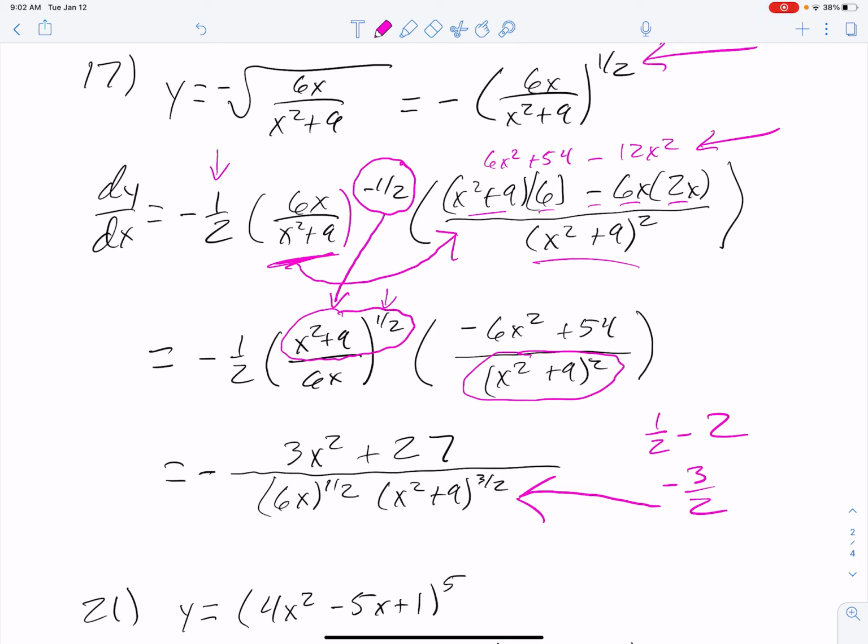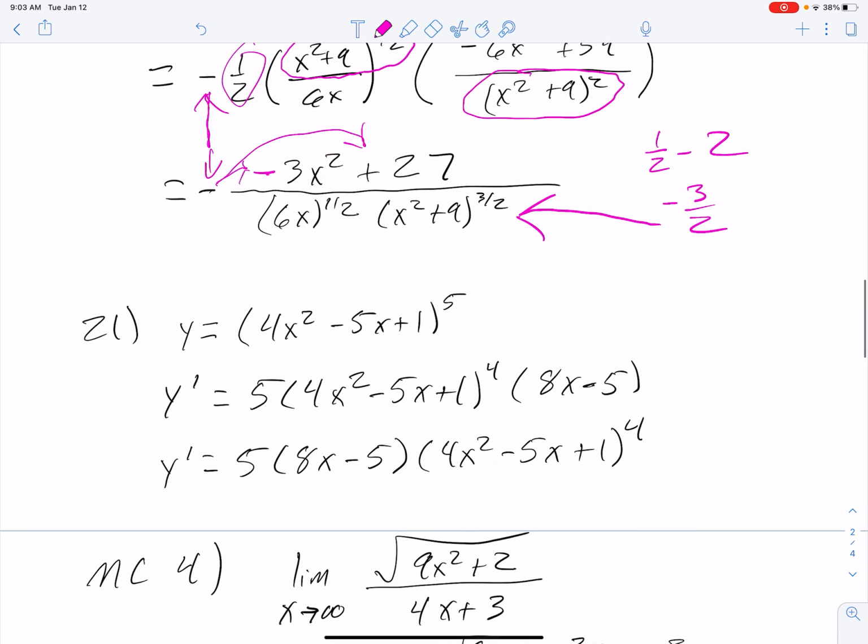And then finally, I can simplify my 1/2. I can take 2 out of each of these terms, and that's how I end up with my, I lost a negative, pardon me, there should be a negative there. That's how I end up with my negative of negative 3x squared plus 27 all over 6x to the 1/2 x squared plus 9 to the 3/2. Of course, if you wanted to distribute this negative into the problem, you'd be more than welcome to.